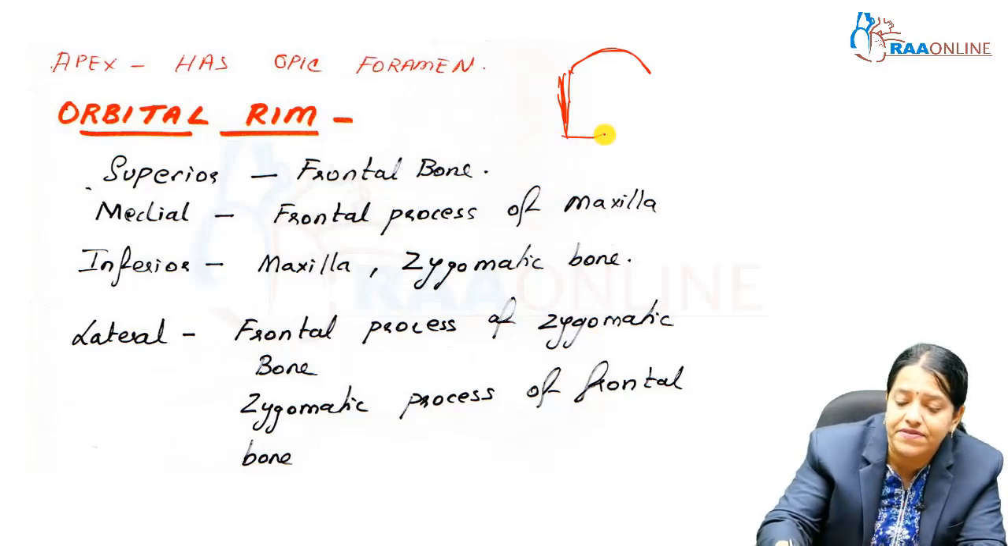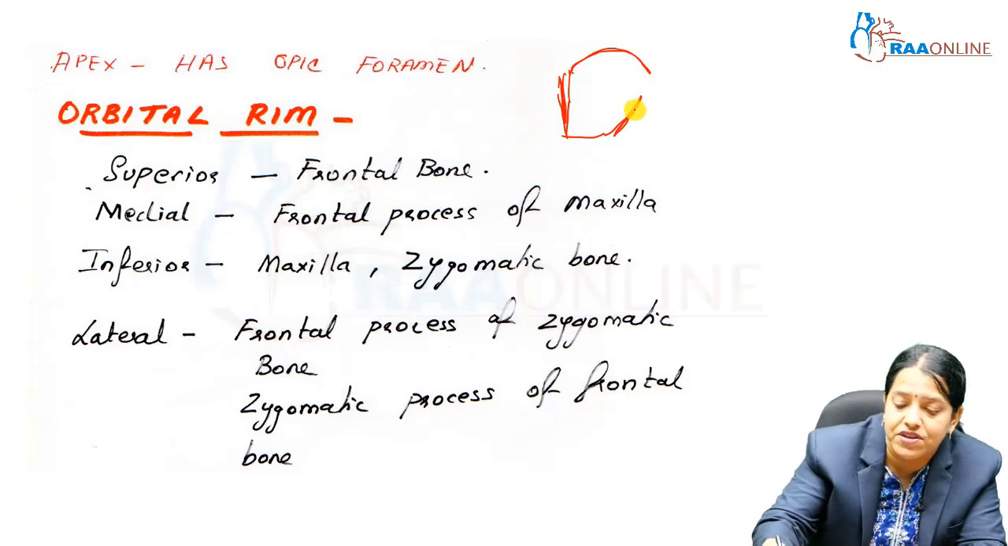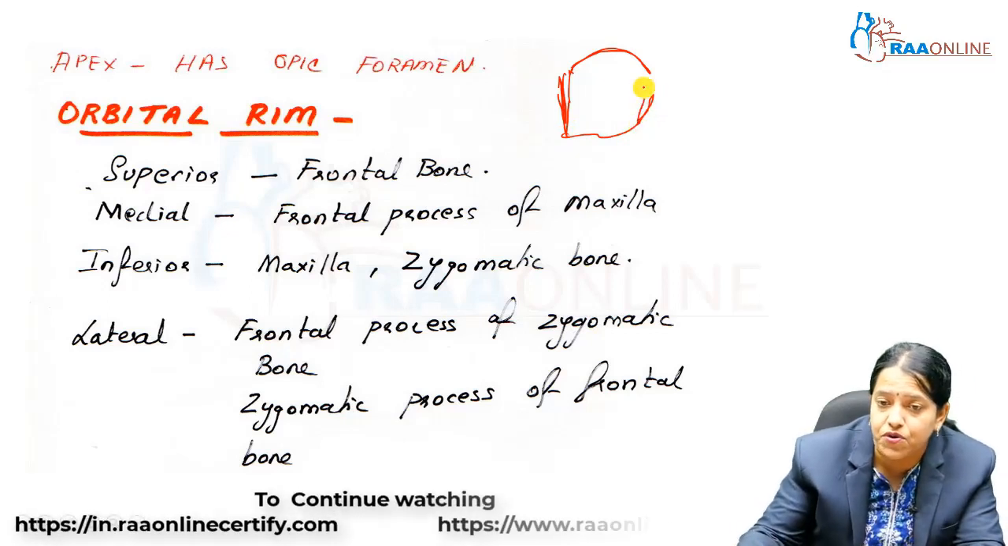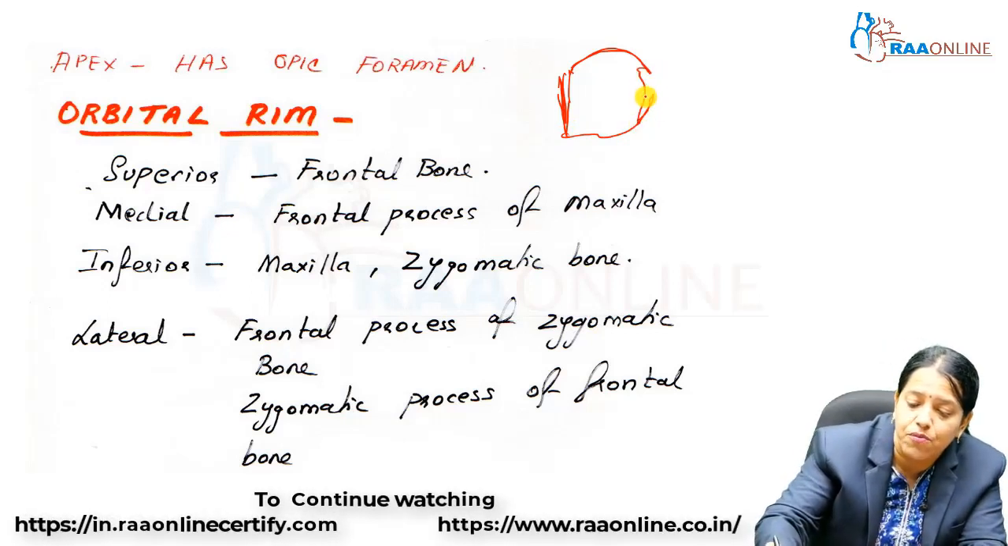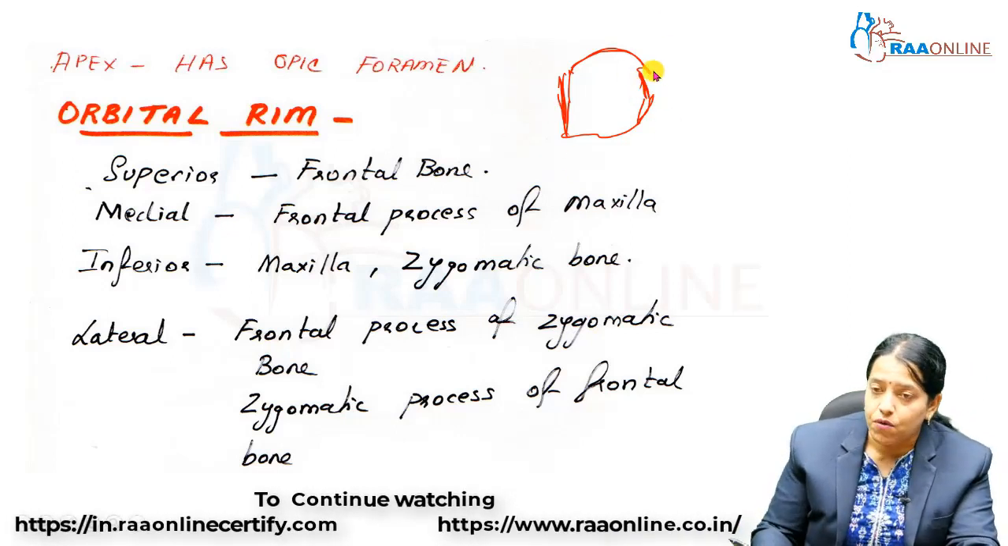Inferiorly, you have the maxilla and the zygomatic bone, and laterally, you have the zygomatic. So more inferiorly, you have the maxilla and zygomatic a little bit. Laterally, it is more of the zygomatic bone, the frontal process of zygomatic and the zygomatic process of frontal bone. So this all forms the orbital rim.